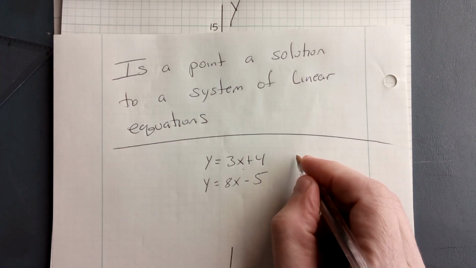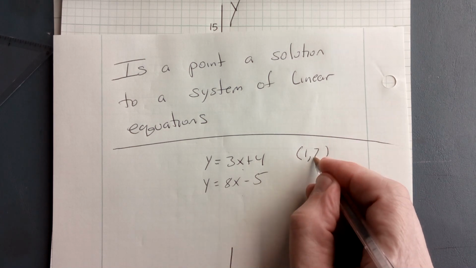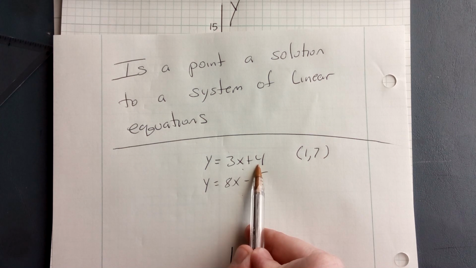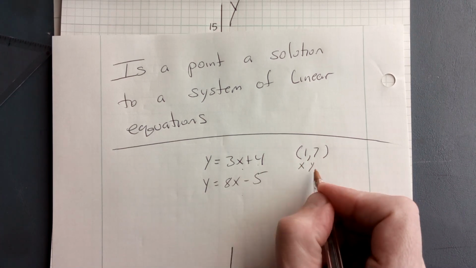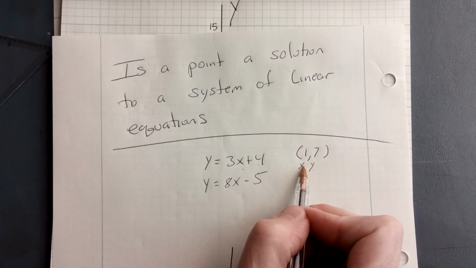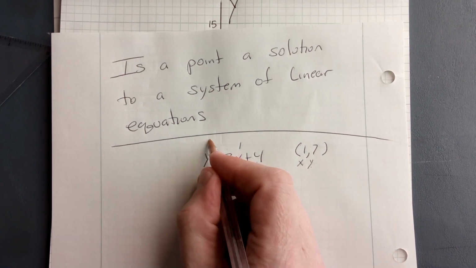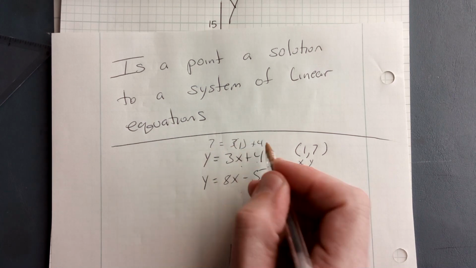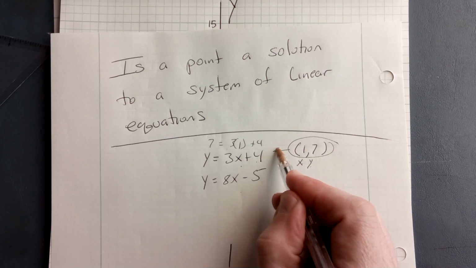So for instance, I could take the ordered pair (1, 7) and plug it into this top equation, and I could get a true statement. In other words, remember the first number is x, the second number is y. If I plug in 1 for x, and I plug in 7 for y, does 7 equal 3 times 1 plus 4? Well, it does. So this is a solution to the top equation.